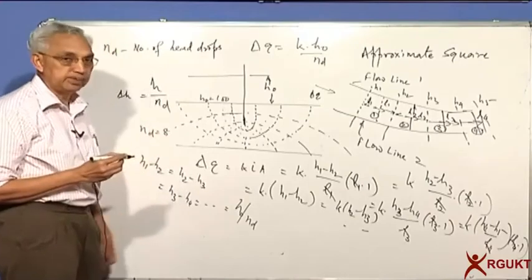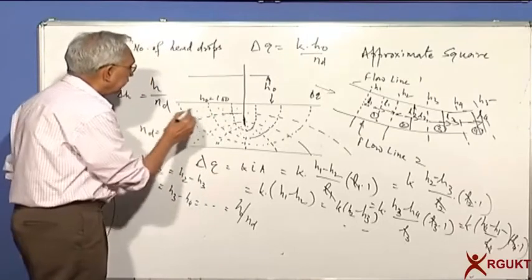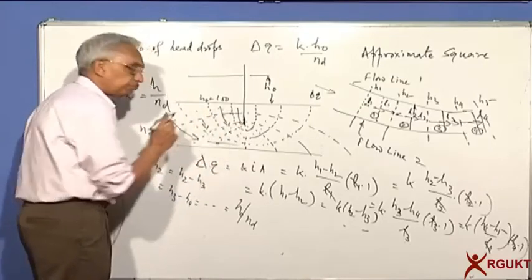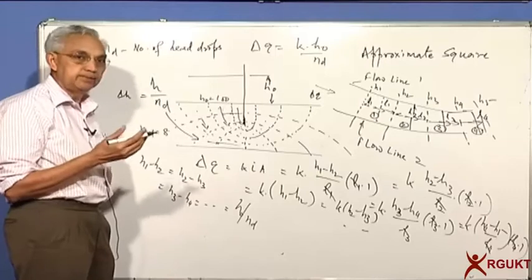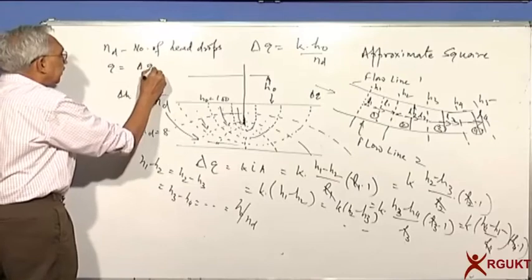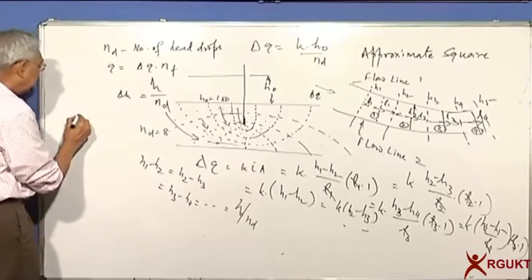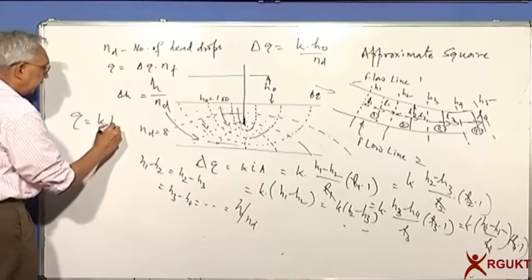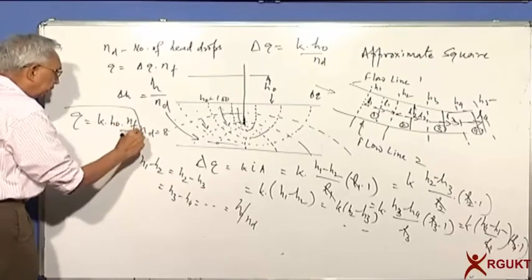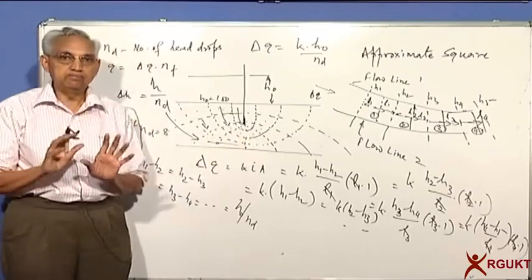Now how many such flow channels are here? I can see that 1, 2, 3, 4. You can see the flow is taking place here, 3 and 4. So the number of flow paths is 4, and so the total discharge is equal to delta Q into number of flow paths. So finally you will get, very easily, Q is equal to K into H naught, number of flow paths by number of drops. A very simple expression, as long as we are able to draw a good flow net.